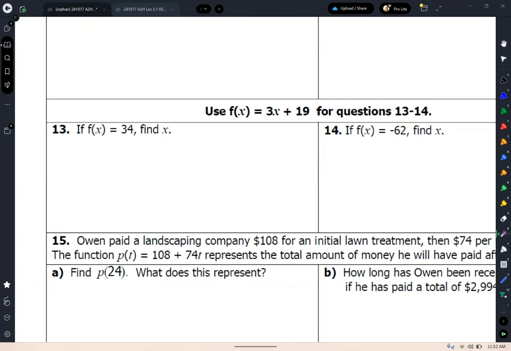Let's take a look at number 13. Wait, number 13 is a little different. It's saying f of x equals 34, not f of like negative 3 or g of negative 9. Okay, keep in mind what this says right here, okay? Output equals 34. Find the input.